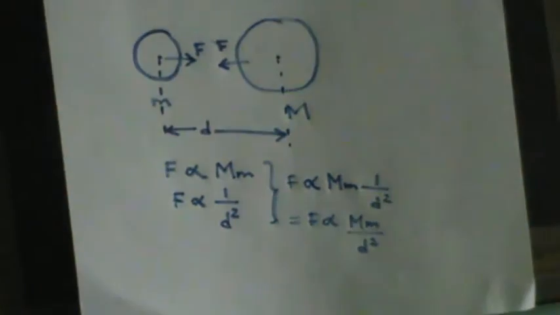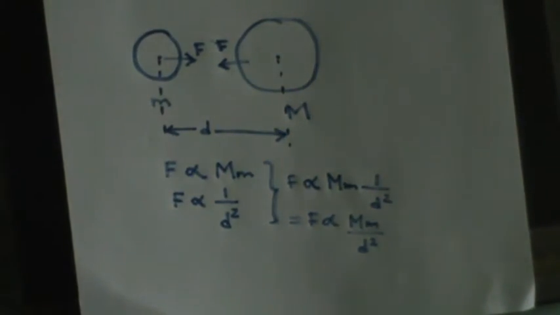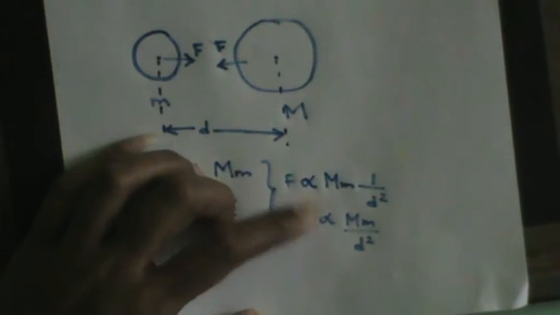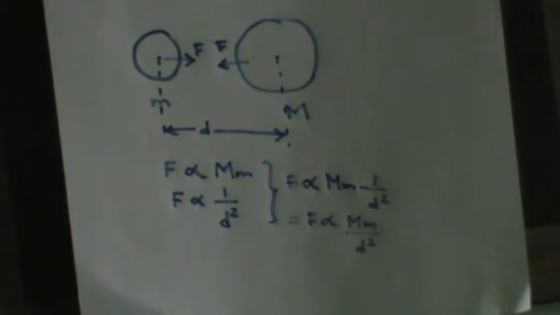So F is directly proportional to m times 1 upon d square. 1 upon d square is actually dividing by d square. So F is proportional to m by d square, right? M by d square. So in Newton's second law and the other concepts also, I told you that if you were to remove this proportionality, you have to equalize it with a constant.